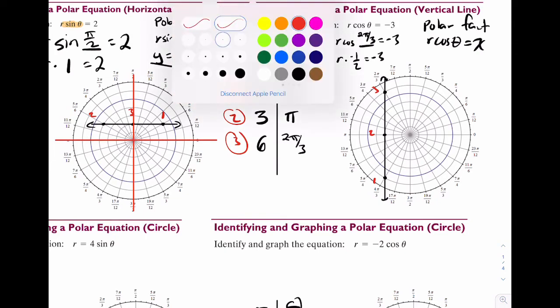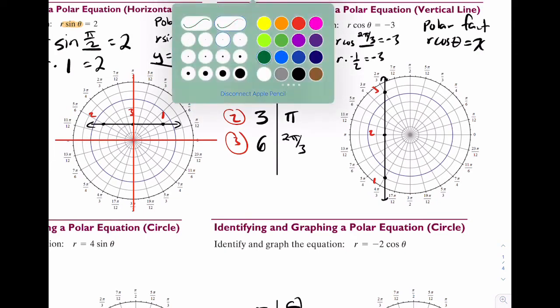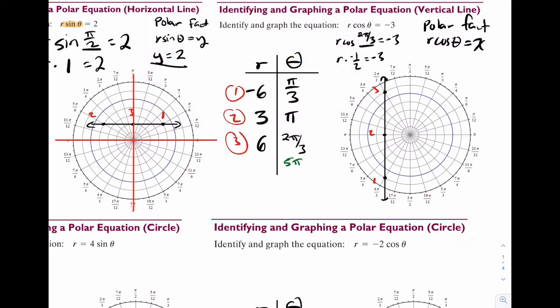So I'll put this in green. 5 pi over 3. Now you're going to see why I didn't do that right here. If I had picked 5 pi over 3, I'll try that. Cosine of 5 pi over 3 is +1/2. So if I use 5 pi over 3, r would have been -6.